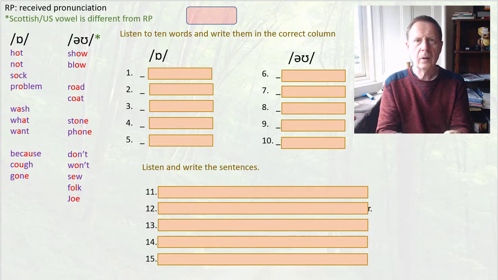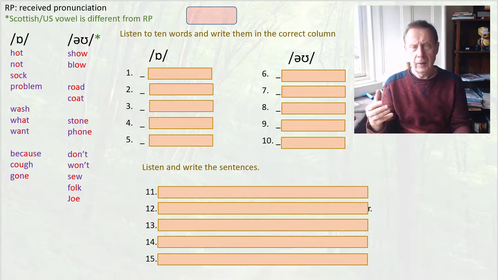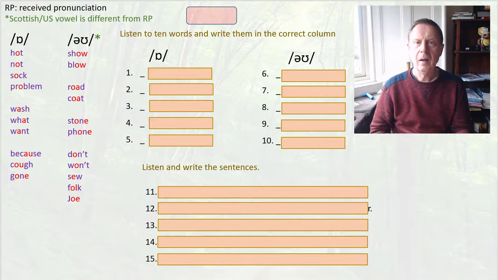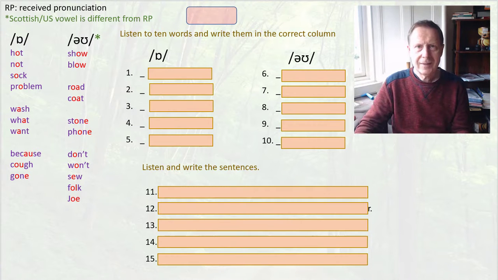Number 7. Won't. Number 8. Wrote. Now that's the past tense of write. Number 9. Hope. Number 10. Cloak. Now we come to the sentences.